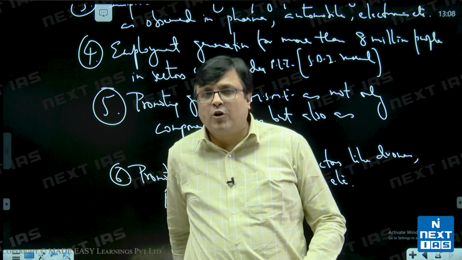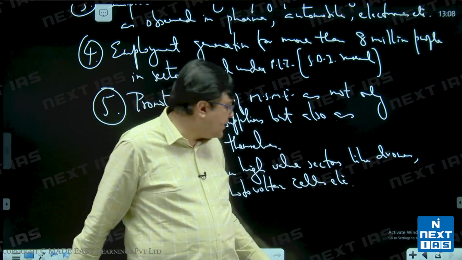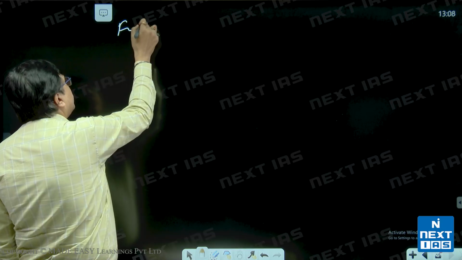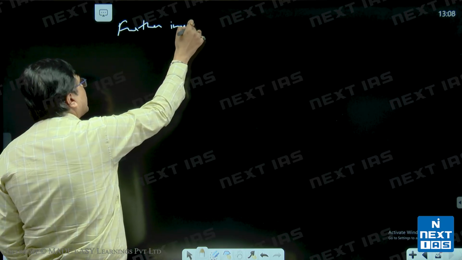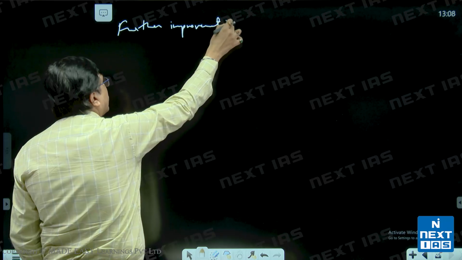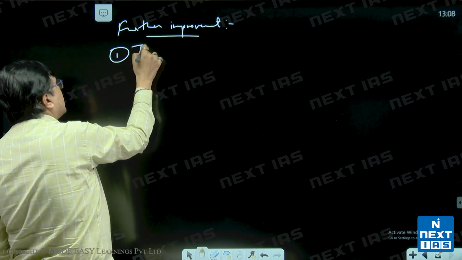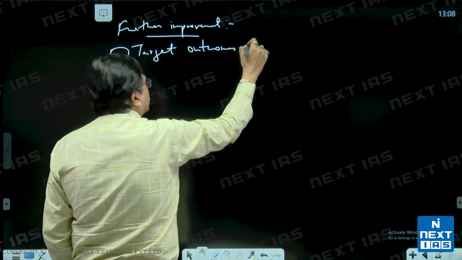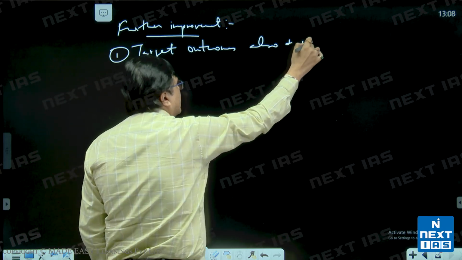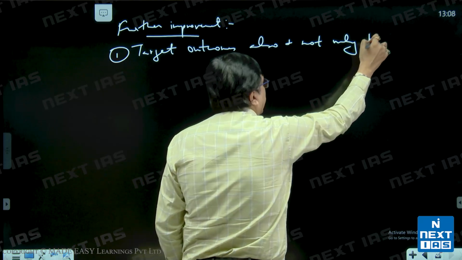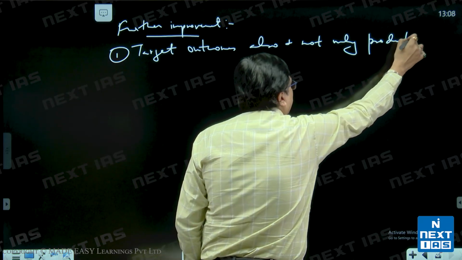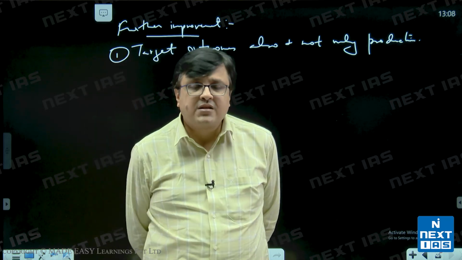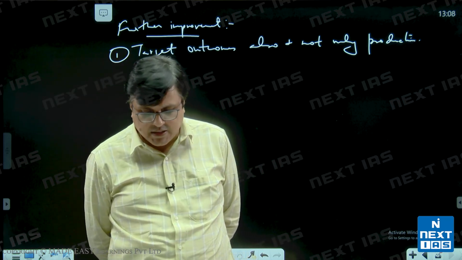That is, how much foreign exchange is coming in, how much employment is generated. So when we talk about further improvement that can be brought about, target outcomes also, and not only production. So how much is the outcome, foreign exchange reserves earned, employment generated, etc.